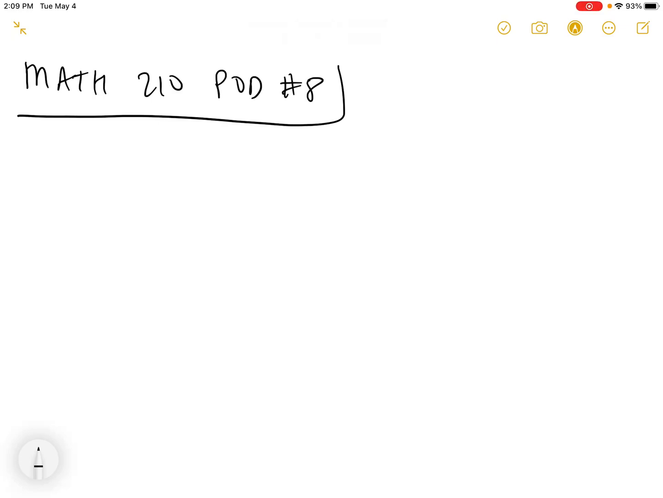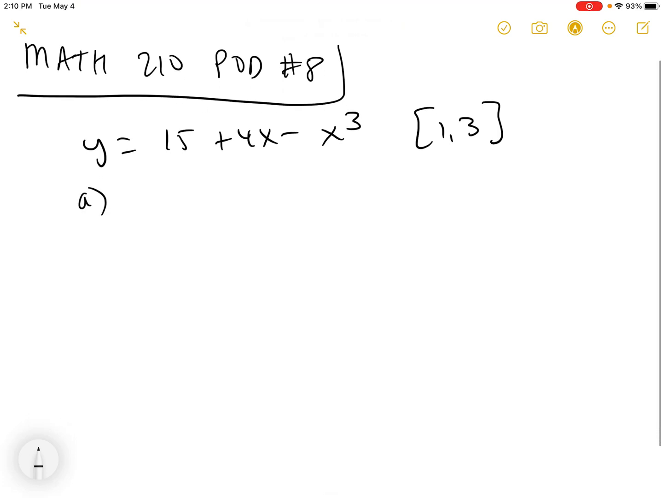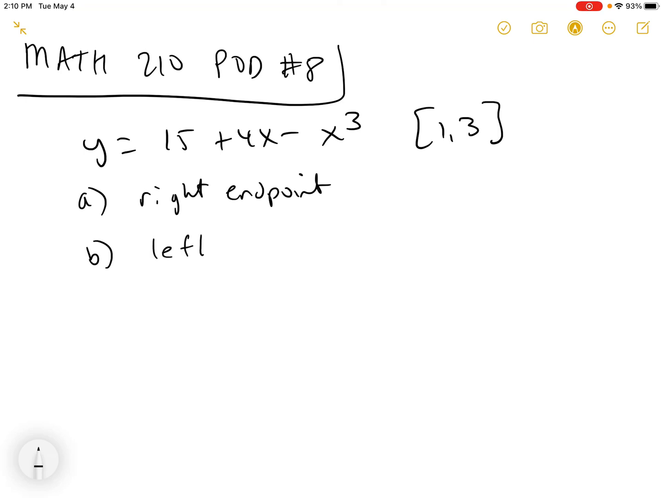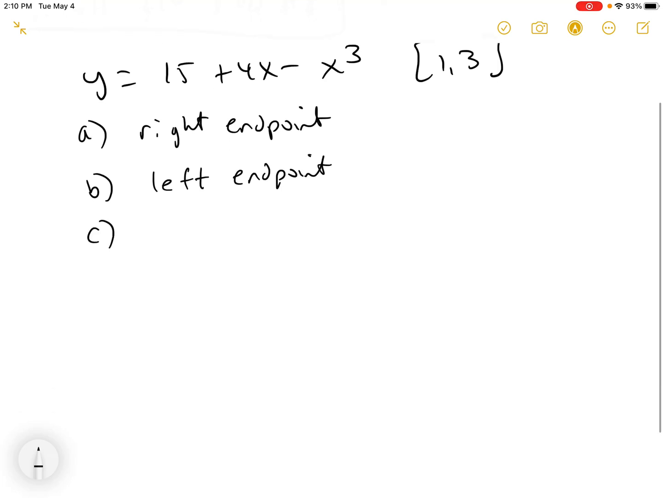All right, here we are solving Math 210 POD number 8, which has to do with Riemann sums. We're given the curve y equals 15 plus 4x minus x cubed, and we're looking at the area under the curve from 1 to 3. We're asked to use, for A, the right endpoint of each rectangle. For B, it's the left endpoint. And for C, it's the midpoint.